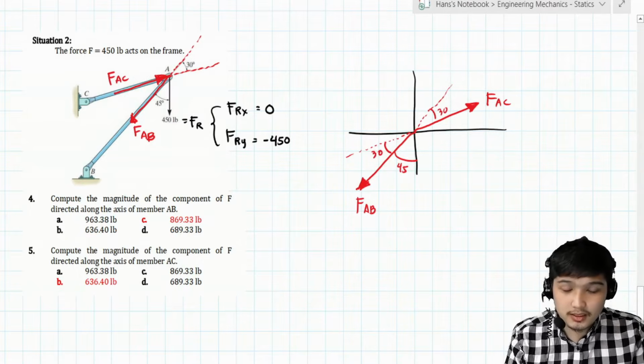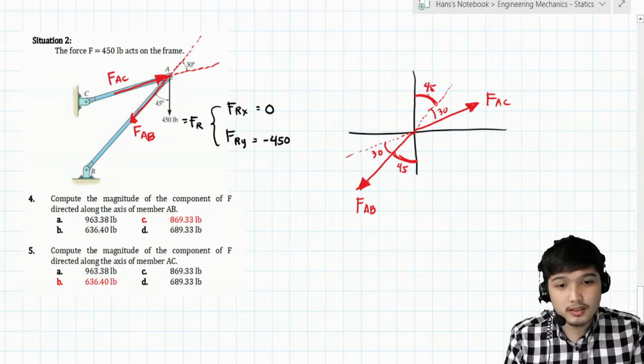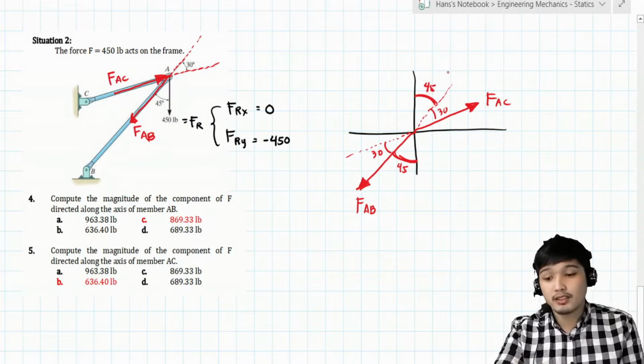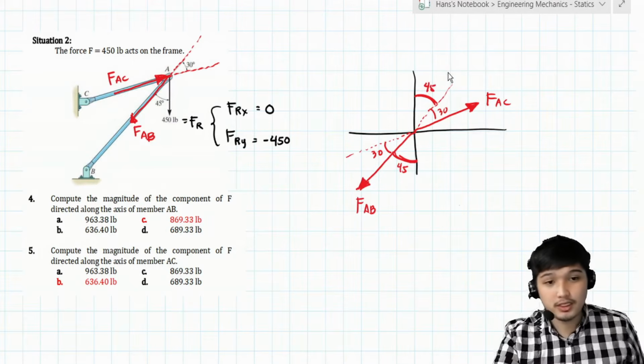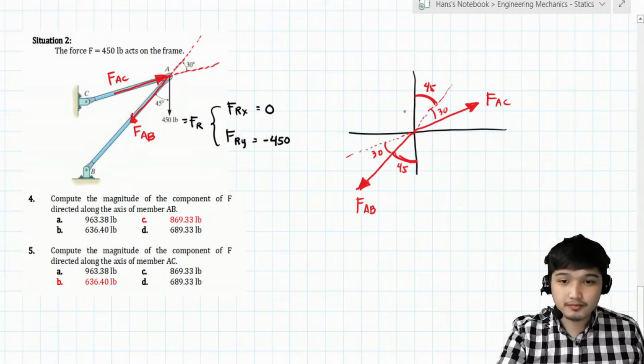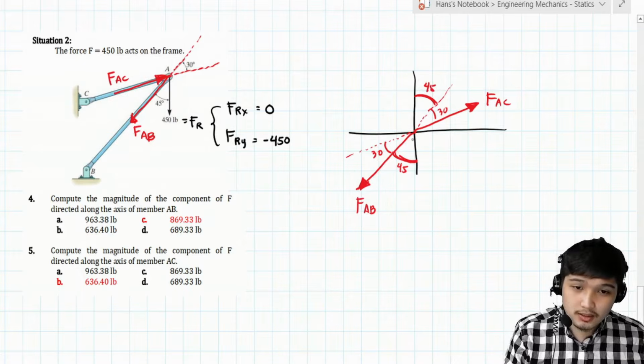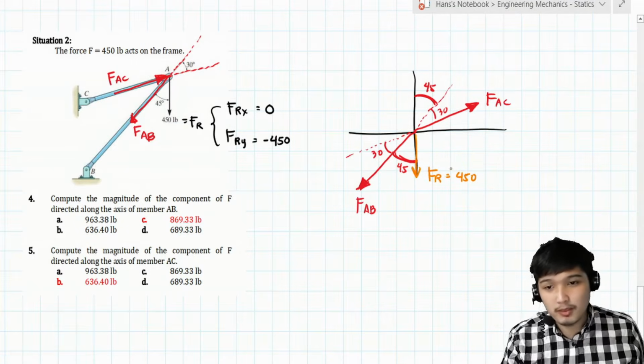Okay, so sana gets. And ito, 45. So, ibig sabihin, dito, 45 din. Okay, para lang class magkaroon tayo ng reference ng mga angle ng forces involved sa atin. Okay lang ba yan? Tapos lumalabas, yung resultant nila is ito, yung downward. Ito yung FR na 450.